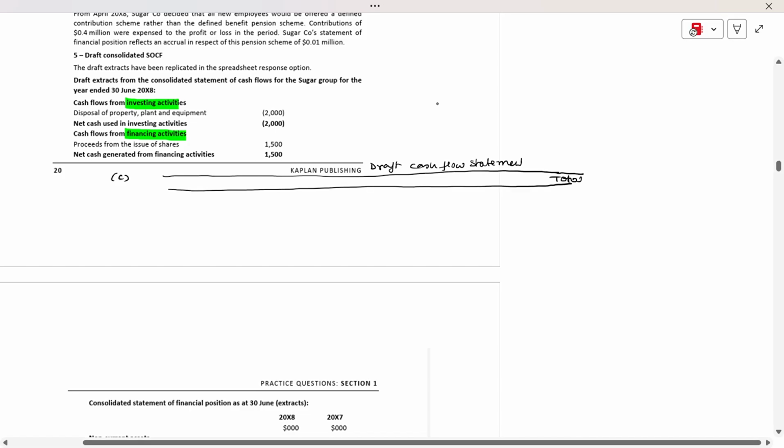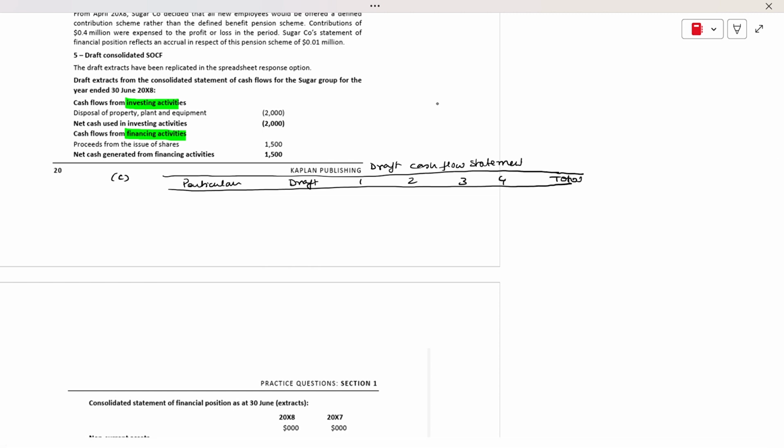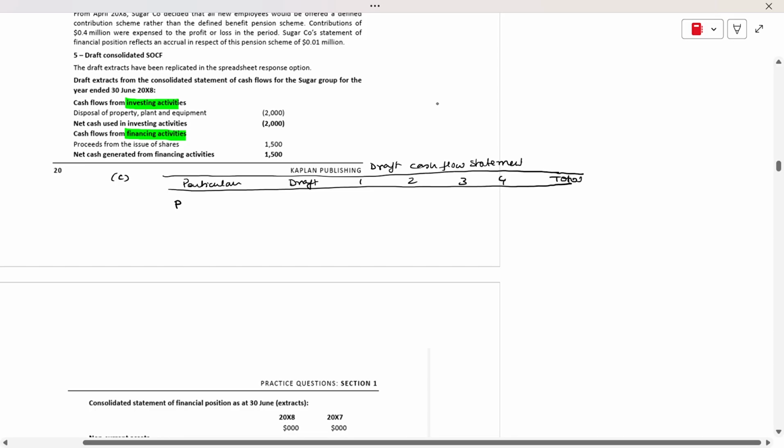First column is going to be the particulars. You will have the given draft. What is given in the question? You have different columns, 1, 2, 3, 4. What is the first one? They are talking about property, plant and equipment. Write it down. It is the cash flow from investing activities.